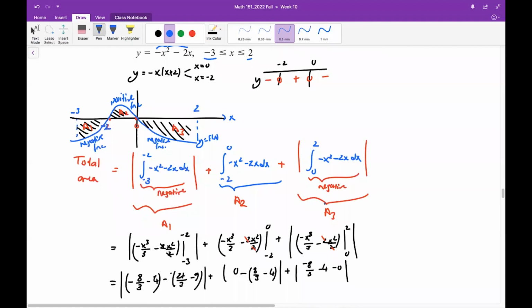Similarly for A3, A3 is not directly the definite integral but the absolute value of it, as the integral will be negative there. But between -2 and 0, since your function is positive, the integral will be positive, so it is the same as A2. No need to put an extra absolute value sign here.